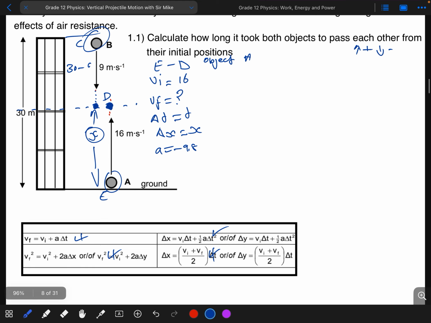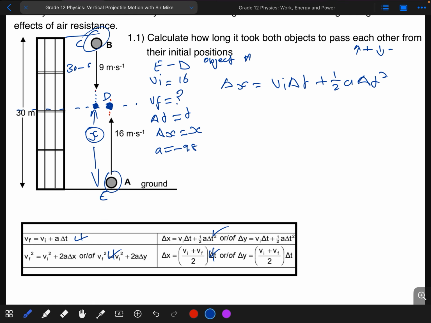So what we simply do is use the third one, which says delta x is equal to vi multiplied by delta t plus a half multiplied by a multiplied by delta t squared.